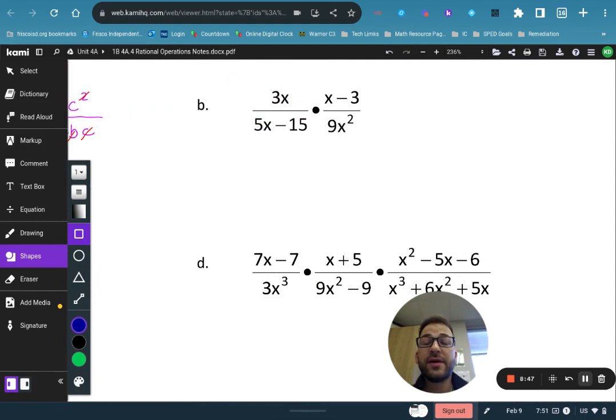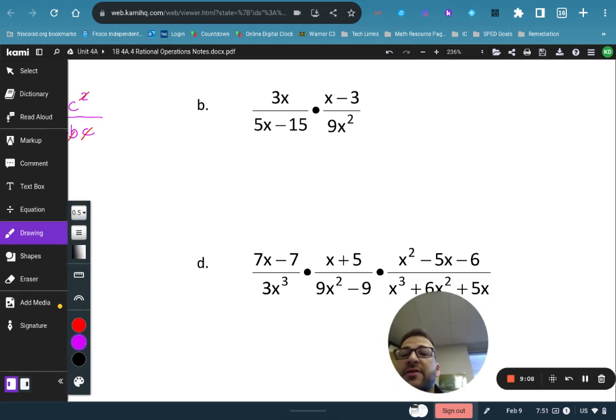Okay, so looking at B, we have 3x over 5x minus 15 times x minus 3 over 9x squared. 3x is a monomial. X minus 3 is a binomial, but there's nothing GCF-wise that I could take out. 9x squared is a monomial. Nothing I can really do there. 5x minus 15, though, I can take a GCF of 5 out.